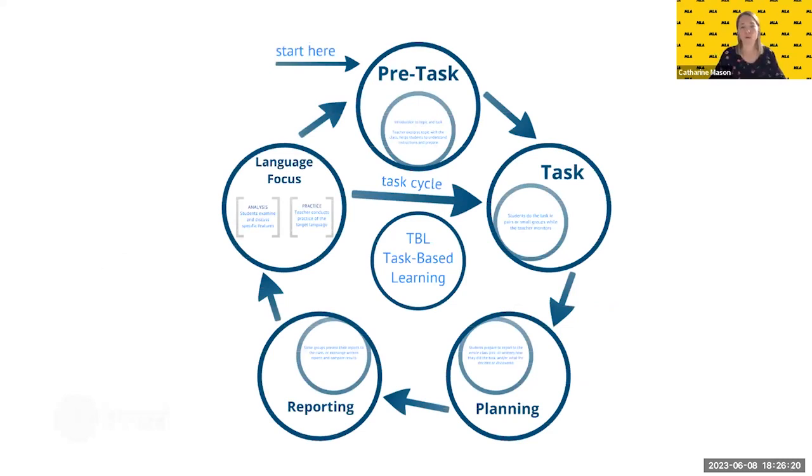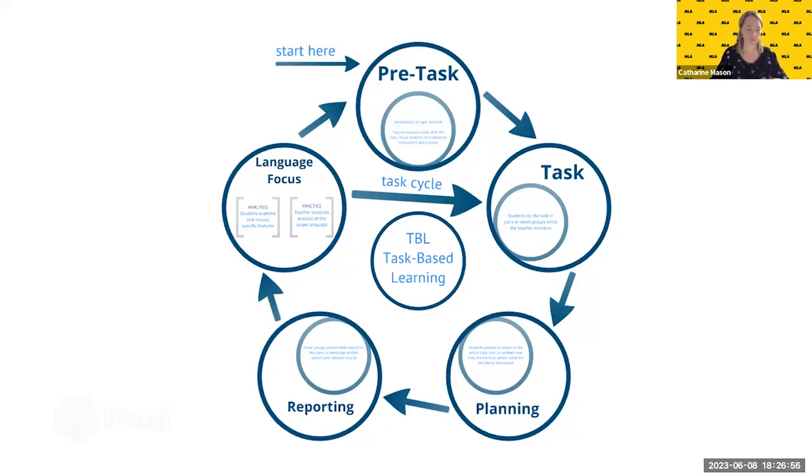So we're going to have a little look at what a task-based lesson looks like, and then talk about some of the MLA tasks that we've created. So there are generally 3 stages to a task-based lesson. We have the pre-task stage, the task, and the post-task. In the pre-task stage, it's very much about engaging the students, giving them any language input, like any phrases or language that you think they might need to do the task.